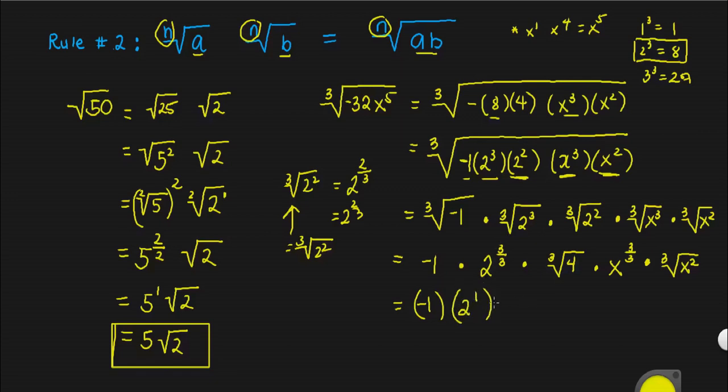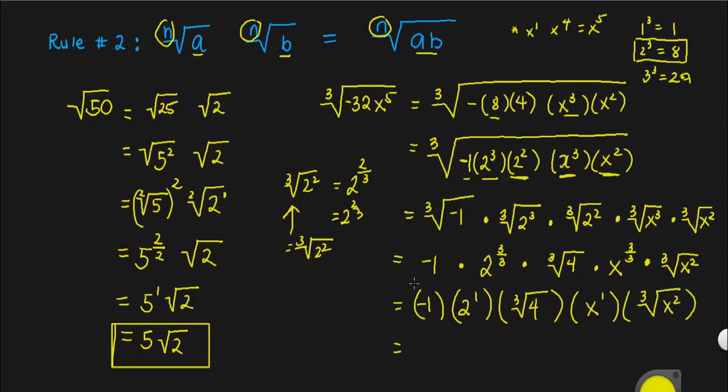Times 2 raised to 3 over 3, we have 2 raised to 1. Okay? Next, we have cube root of 4 times x raised to 3 over 3. We have x raised to 1. Okay? Cube root of x squared. Same lang po yan. So, cube root of x squared.